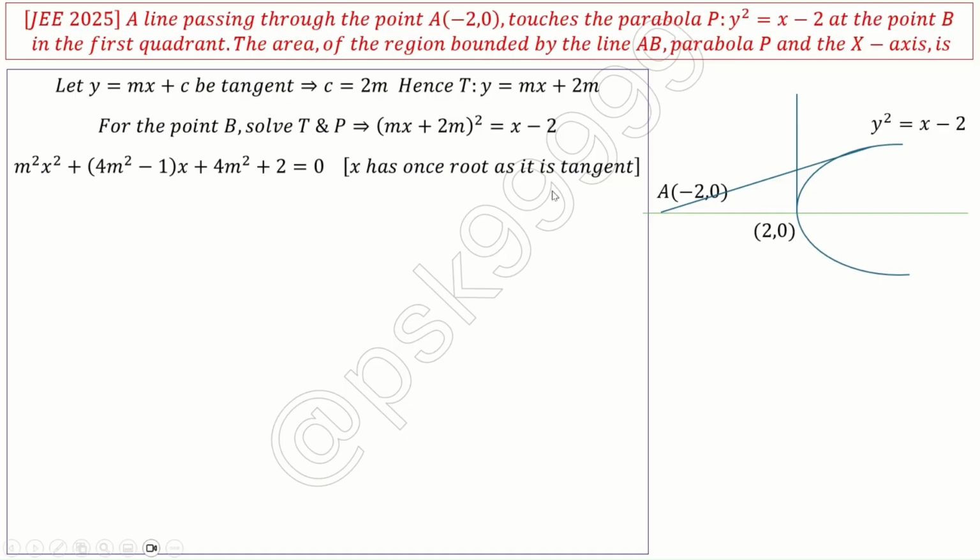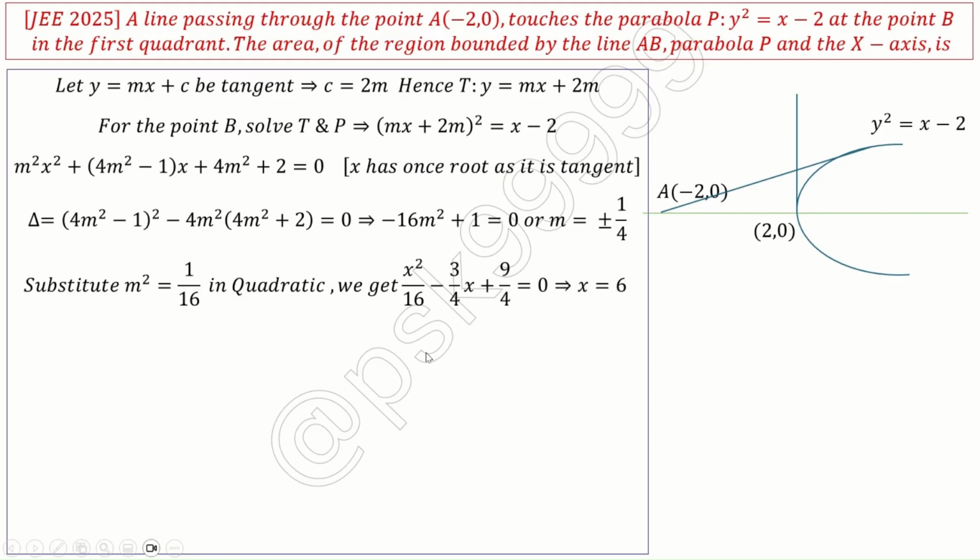And we know that x has only one root, correct? As it is a tangent, you will get only one solution for x, which means the discriminant is equal to 0, right? The discriminant is b squared minus 4ac, which is (4m squared minus 1) whole squared minus 4m squared times (4m squared plus 2) equals 0. If I solve it, I get m equal to plus or minus 1/4. I should take plus 1/4 because it is very clearly mentioned that B is in the first quadrant, not the fourth quadrant.